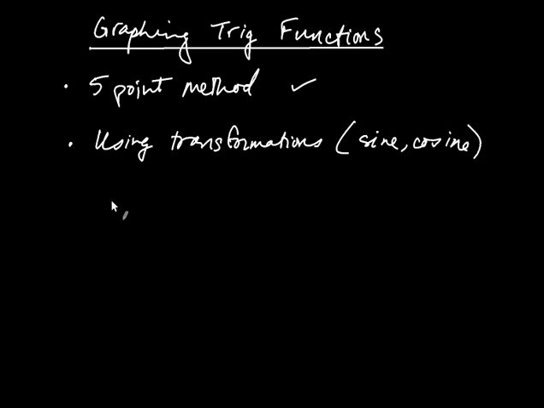Now in both cases, we want to write our function. Let's say you had sine in the following way: y equals A times sine of B times (x minus C), plus D. The A, B, C, and D are all going to have significance as far as transformations are concerned, and they're going to give us a way of confirming the graph based upon transformations once we have the 5-point method in place. So that's what we're going to do.